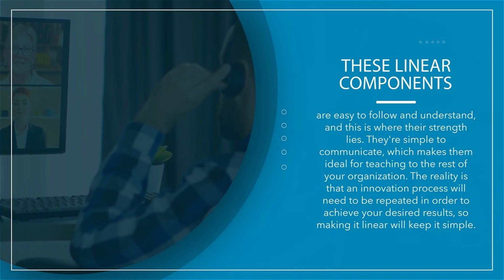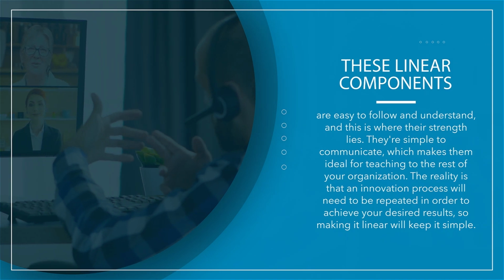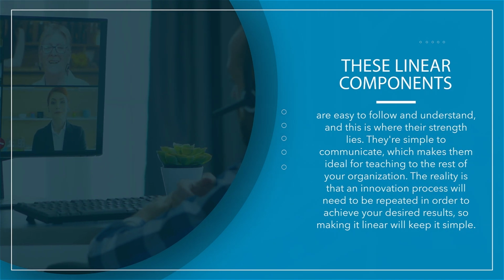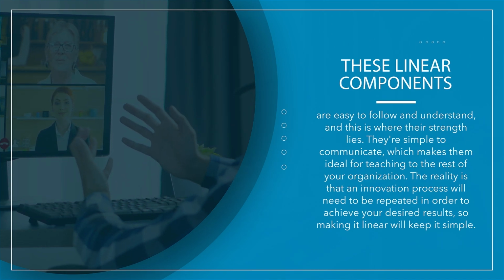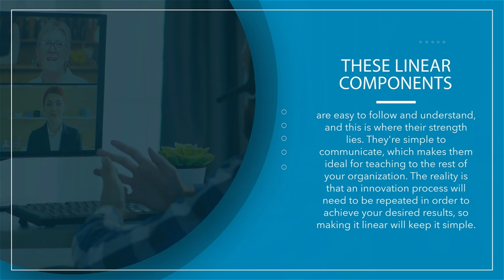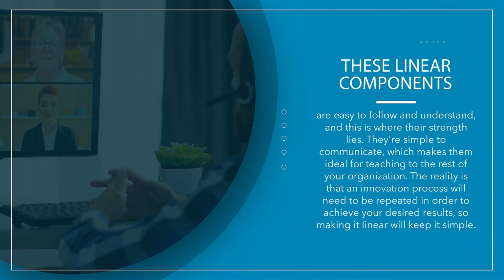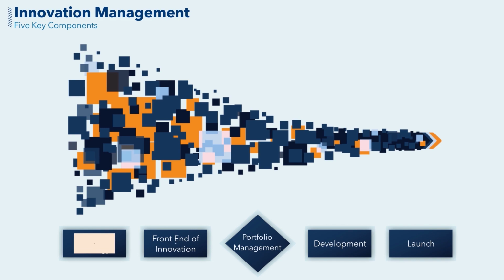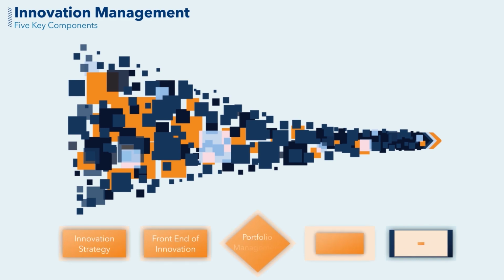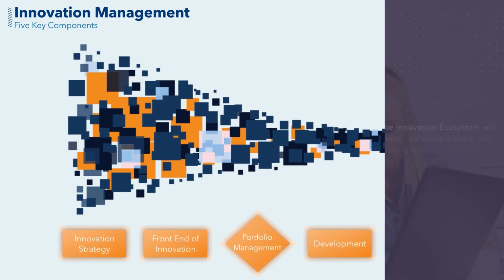They're simple to communicate, which makes them ideal for teaching to the rest of your organization. The reality is that an innovation process will need to be repeated in order to achieve your desired results, so making it linear will keep it simple. It is important to highlight that the innovation ecosystem links all of these 5 components.